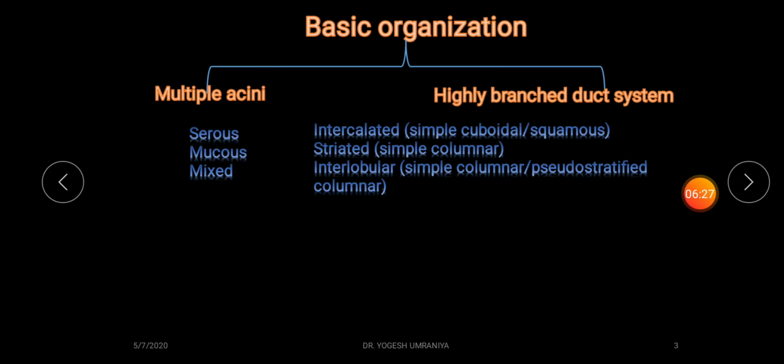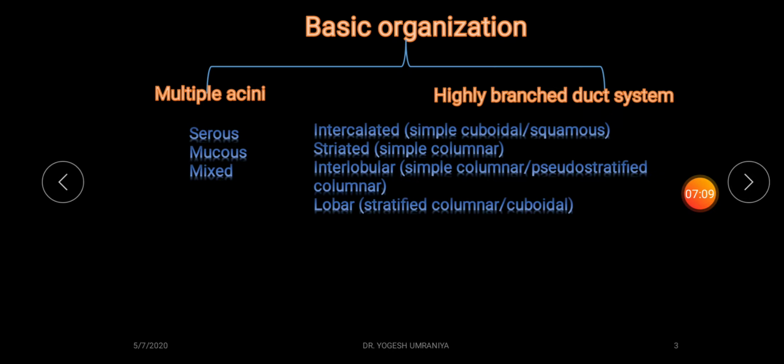The third duct just after the striated duct is known as the interlobular duct, and the epithelium of this duct is of the simple columnar or the pseudostratified columnar type. After the interlobular duct you have the lobar duct, that is designated for each and every lobe of the salivary gland, and the epithelium in the wall of this lobar duct is of the stratified columnar or the cuboidal type.